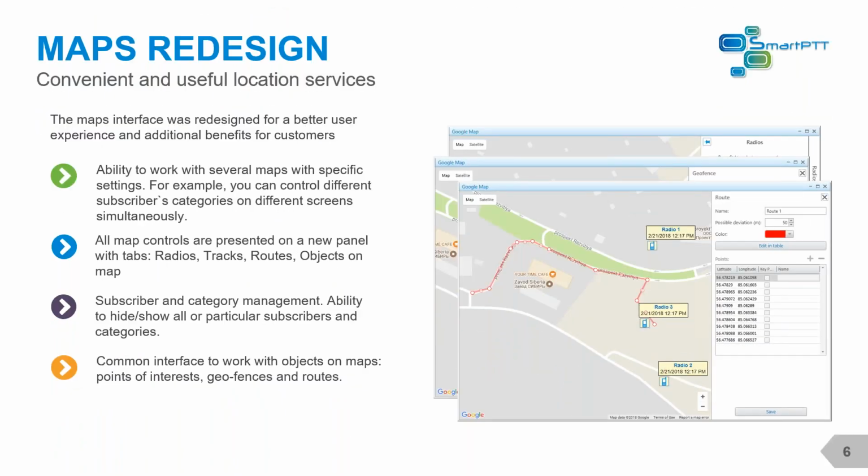Now, we've done a lot of improvements or enhancements to our mapping services. First of all, you can now have multiple maps up at one time. So if you want to have a map that's going to show all of your security officers, and then another map that's maybe going to show your transportation drivers, you would be able to have different maps showing the different types of users on those maps.